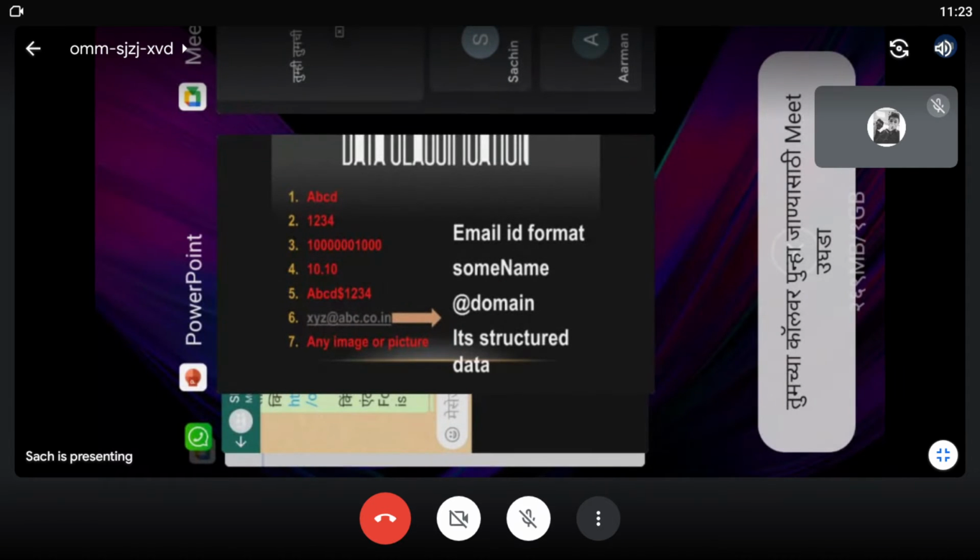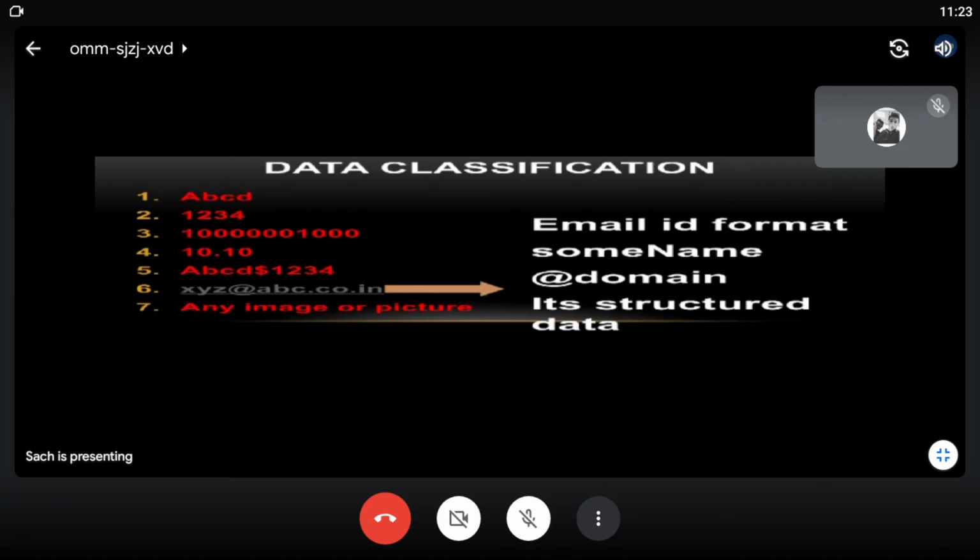Okay, so why do we call this structured data? We simply see that it has a specific format. That is, you have some login name before the @ symbol, and then there is a domain name. An example is gmail.com and so on. We say that it is structured data. It has a specific format.